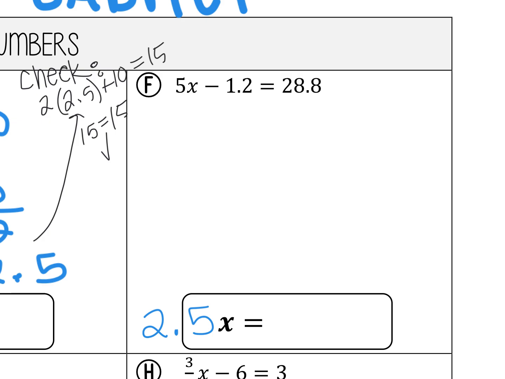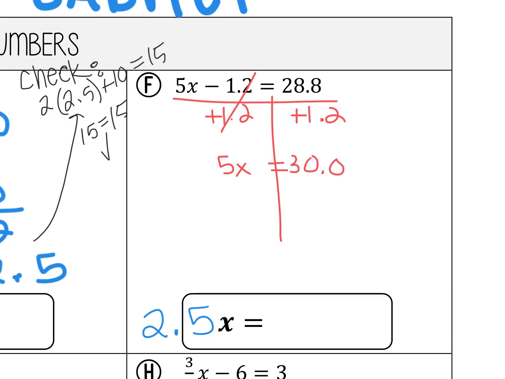Now in example F, I see subtraction, so I know according to SADMAP, I'll need to undo that first. Let's map out our t-chart so we recall to do those inverse operations on both sides. That gets us a little bit closer to isolating the variable on the left side, and on the right side, we'll go ahead and find the sum of 28.8 and 1.2. After that, we'll undo the multiplication that's being presented in the term 5x.